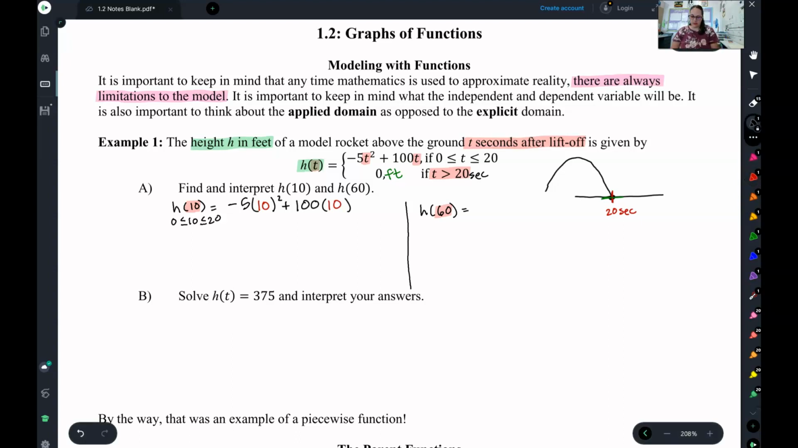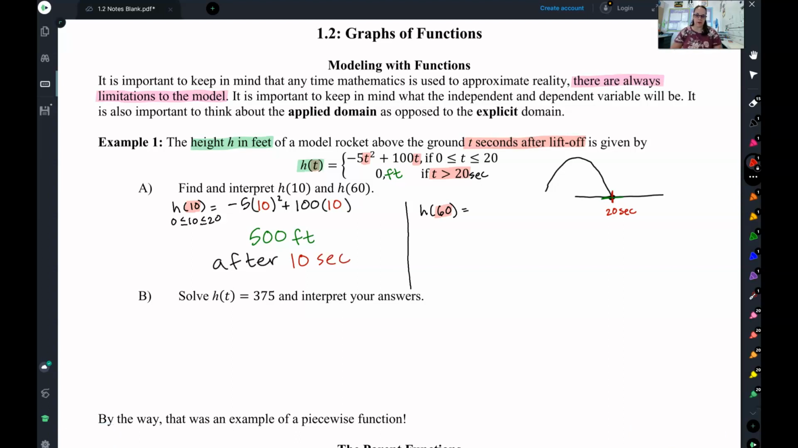So if we were to simplify this all out, plug it into your calculator, we would get an answer of 500. Now we do need to interpret that. So that answer, that's an h. So this is 500 feet. And it's the height of the rocket after 10 seconds of time. h of 10 equals 500. So that means we're at 500 feet, 10 seconds after launch.